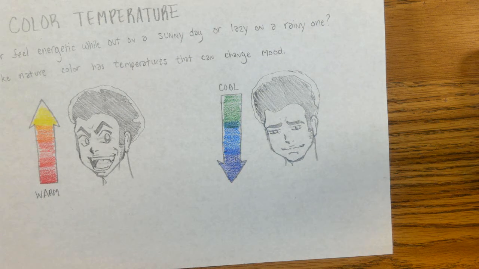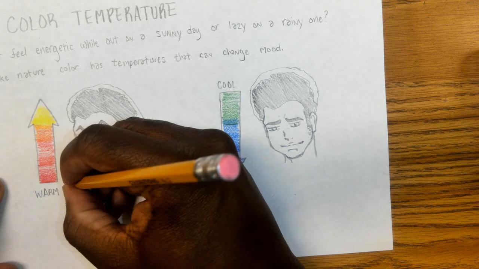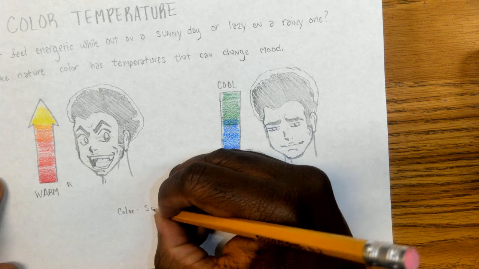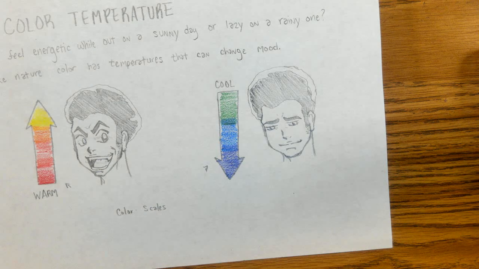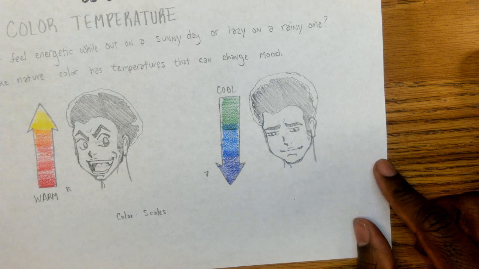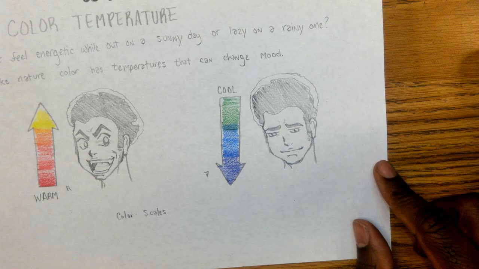Now these little things here are called color scales. Now we'll be seeing a lot more of these as we get further into color and value. All right, moving on.